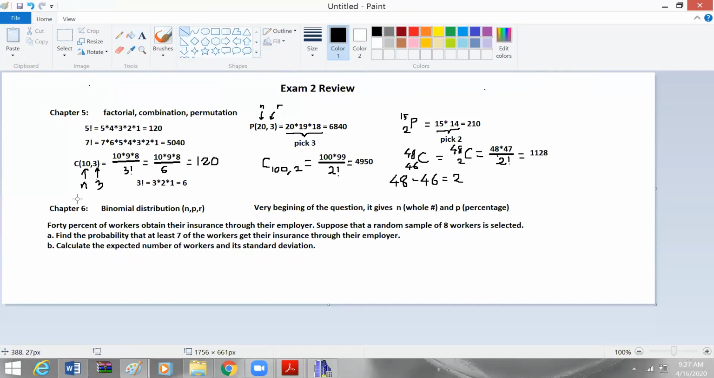So now I can highlight this. 40%, that would be the P. Let me just do them very quickly for that part. 40%, and we have a sample of 8. So this is the N.